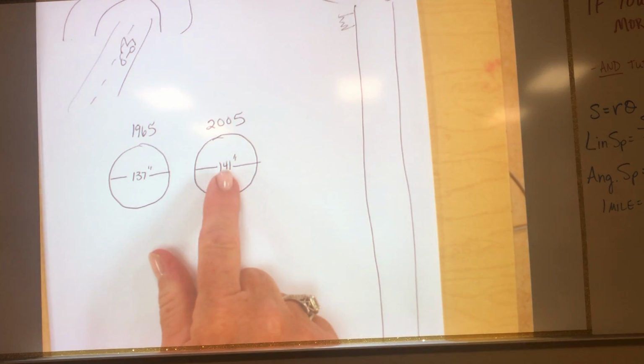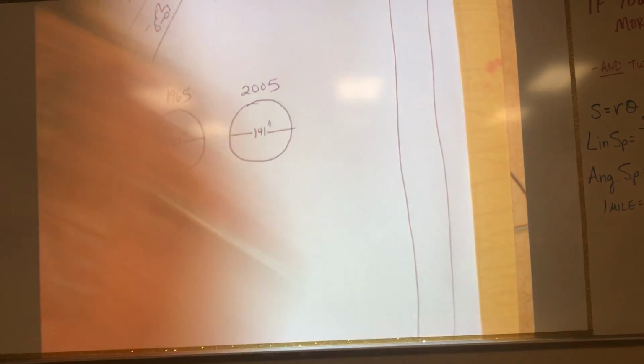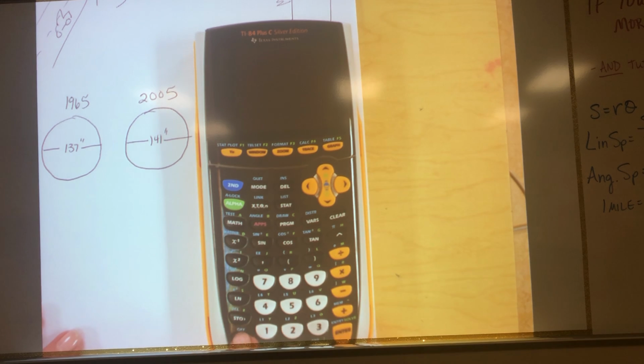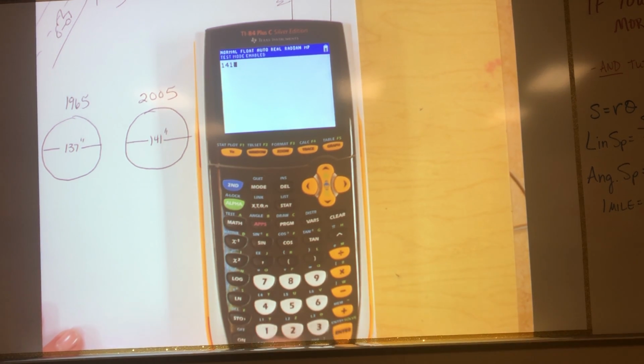Okay, so first of all, before we even talk about the problem, I want to talk about this 141 inches. Because some kids are like, oh, okay, 141 inches. So how would I turn that into feet? Divide by 12. So 141 divided by 12. And the diameter of that tree is almost 12 feet. Do you agree with that? 11 and 3 quarters, almost 12 feet.